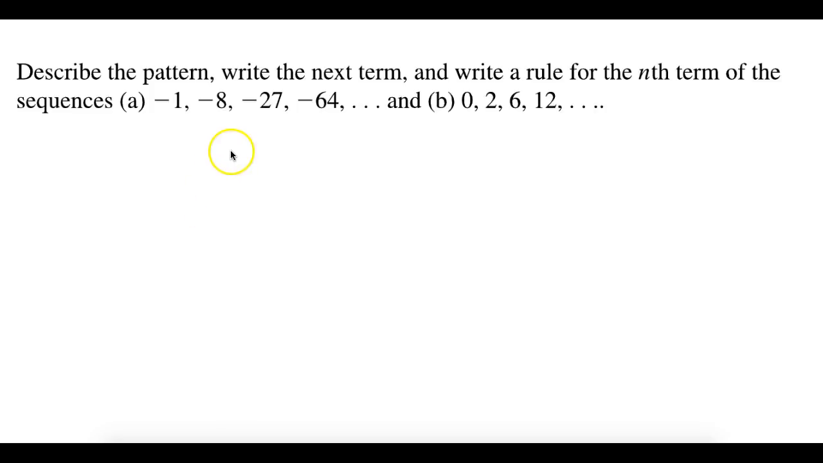So a couple different things we want to do here. We first need to describe the pattern. That's just looking at the pattern and figuring out what the pattern is, looking at what relationship we see between each term and the one next to it or previous to it. Once we understand that pattern, we can write a rule for the nth term. So we're going to write a rule that has n in it, which helps us figure out how to find any term in our sequence.